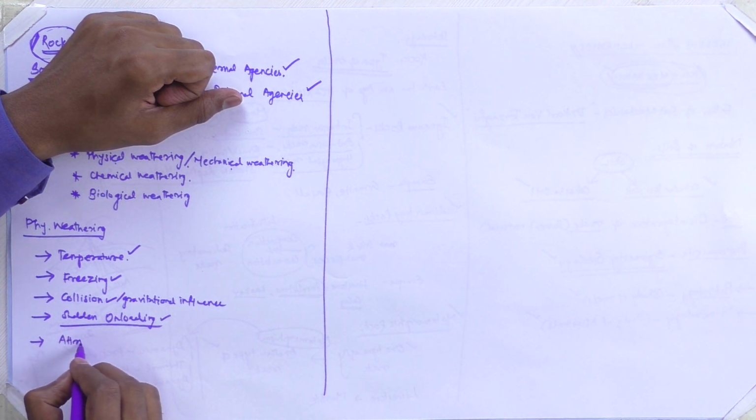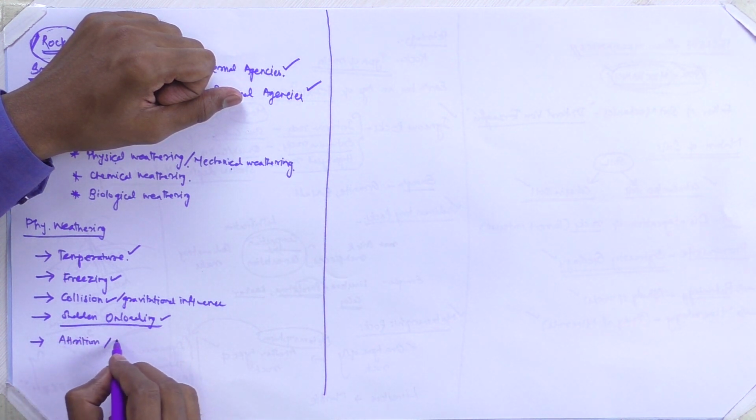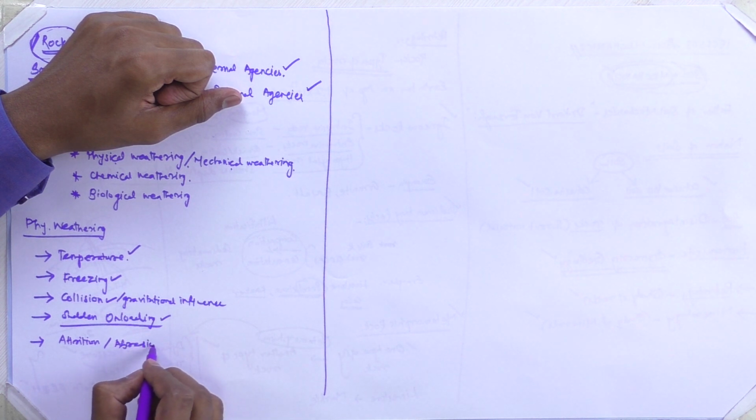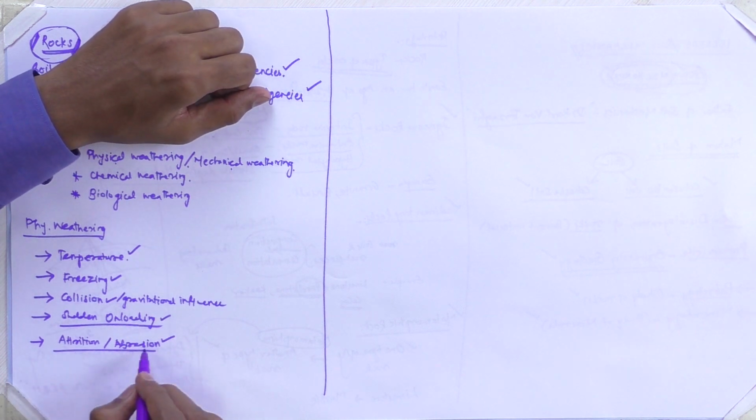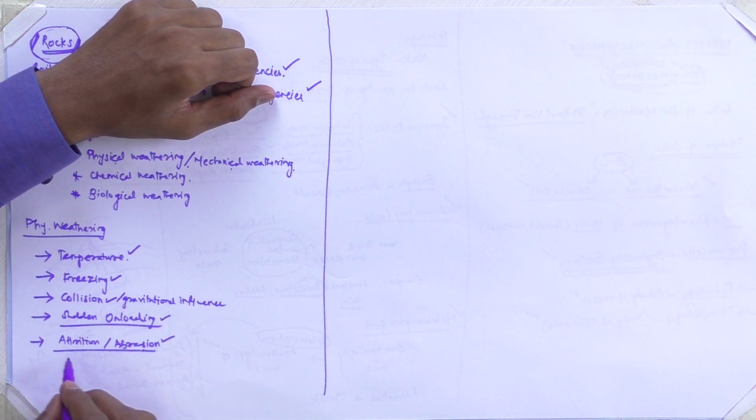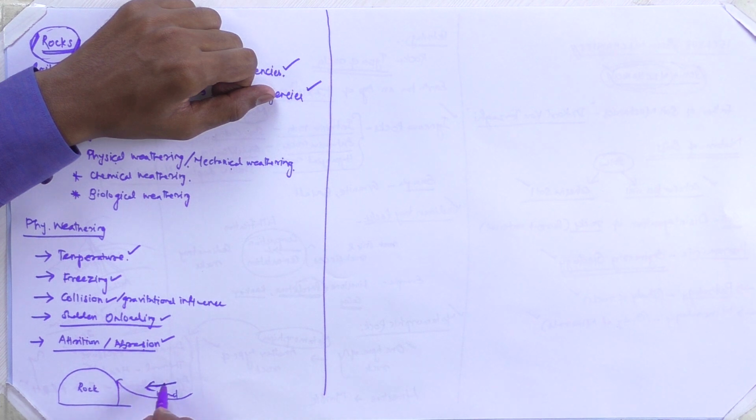Then attrition and abrasion play a very major role. Now say there is a rock, and there is a blowing wind. This blowing wind may carry some soil particles which have already been produced.